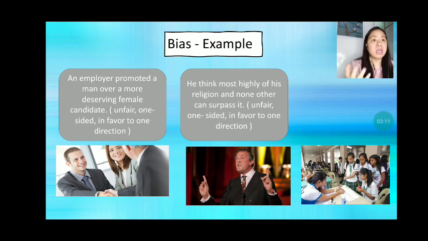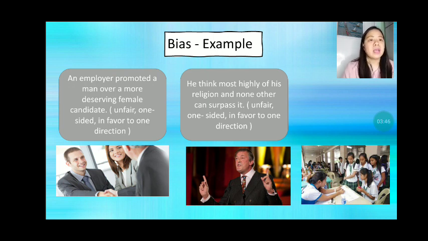Another thing, you will know that you are biased if, for example, this one, he is a man and then he is a believer in the religion he is involved in. For example, he thinks most highly of his religion and none other can surpass it. So, for him, his religion is the highest among all and nobody can surpass or makahihigit pa doon. So, he became unfair in a way that siguro kung makakausap natin tong taong ito, one-sided lang siya. Kung ano lang yung believe niya sa religion niya, yun lang yung tama. At yung sa iba na believe ng tao sa religion na yun ay hindi niya pakikinggan.